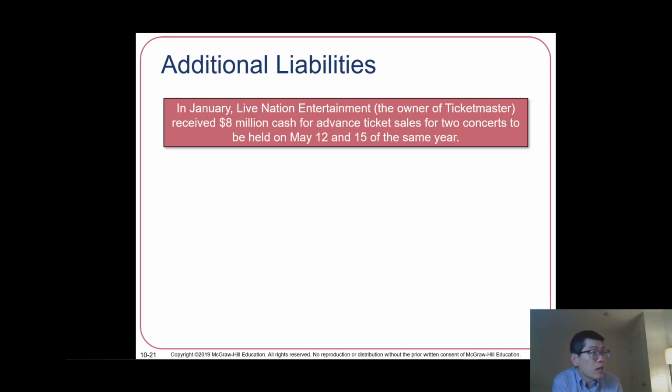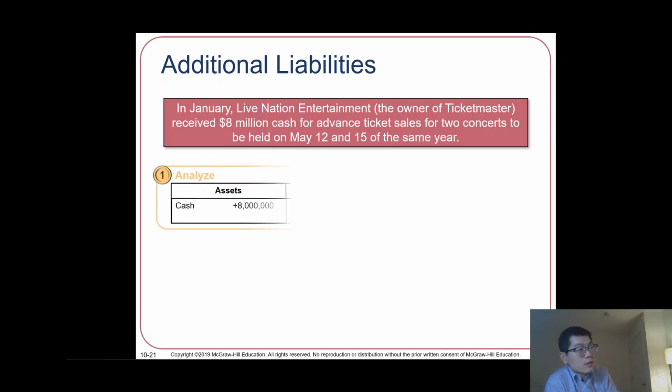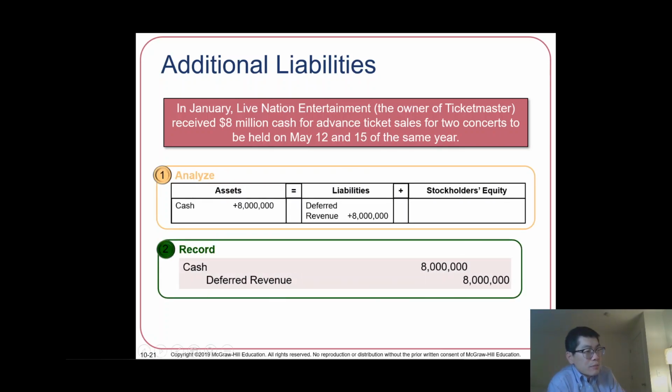In January, Live National Entertainment received $8 million cash for advance ticket sales for 2 concerts to be held on May 12th and the 15th of the same year. So in January they receive this $8 million cash for advance tickets for the 2 concerts in the future. We receive cash, but we haven't performed the concert yet, so it creates a liability called deferred revenue or unearned revenue, right? So we record this journal entry: debit cash $8 million and credit deferred revenue for the same amount.